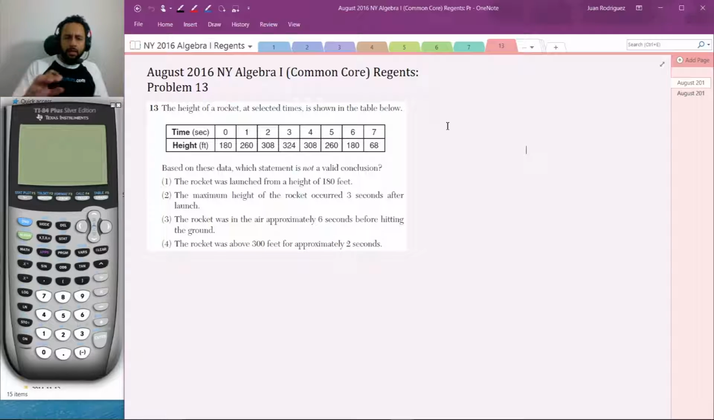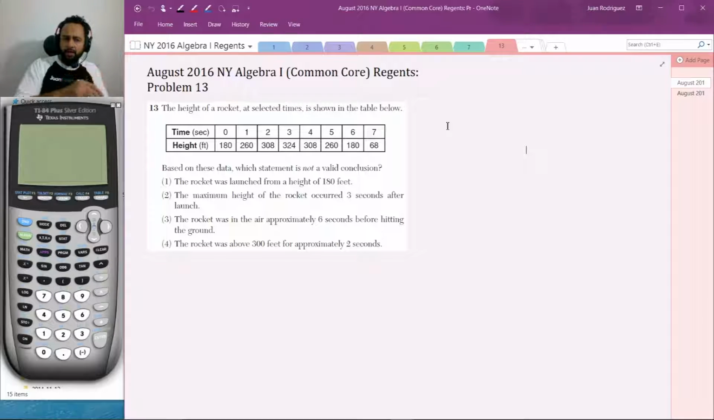Here's the problem. The height of the rocket at selected times is shown in the table below. Now, when I look at a table, I just look at the headings, time and height, and I look at the numbers from 0 to 7 seconds, and I look at the height from 180. It looks like it's going up, and then it looks like it's going back down, and I don't analyze the table much beyond that before I keep reading.